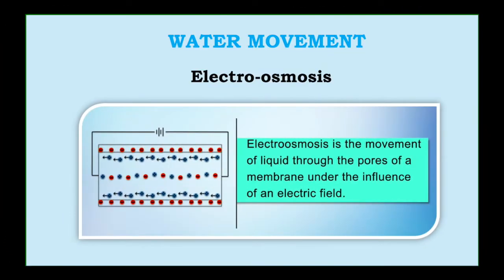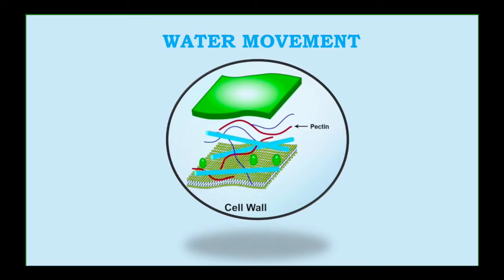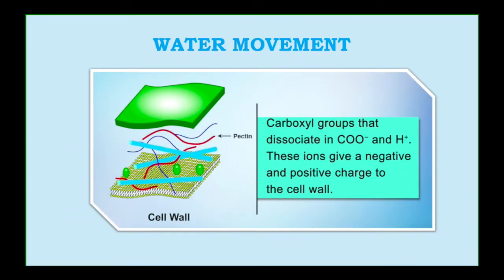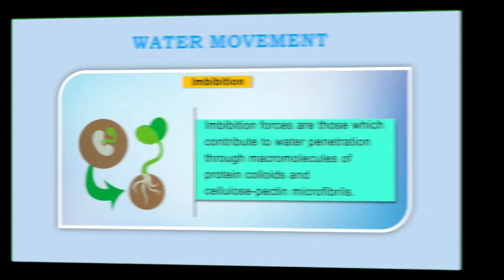Electroosmosis. Electroosmosis is the movement of liquid through the pores of a membrane under the influence of an electric field. This electric field is generated due to the pectin and other substances present in the cell wall. They contain carboxyl groups that dissociate into COO- and H+ ions, which give negative and positive charges to the cell wall.